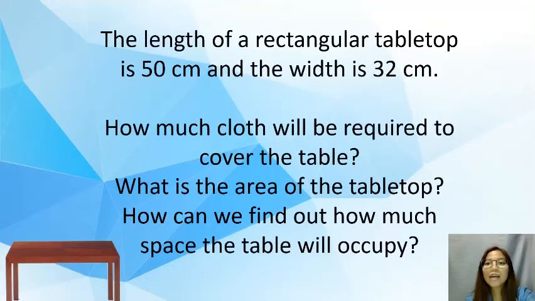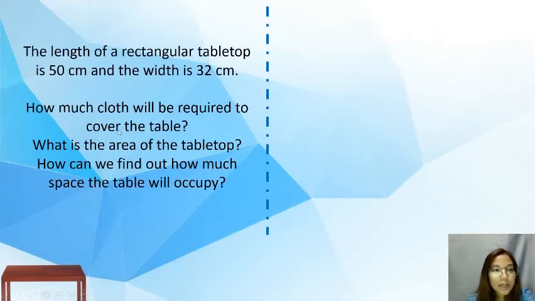The length of a rectangular tabletop is 50 centimeters and the width is 32 centimeters. How much cloth will be required to cover the table? What is the area of the tabletop? And how can we find out how much space the table will occupy? So let's answer these questions one by one. By answering one, we need to get the area of the tabletop. So that means we need to answer 1 and 2.